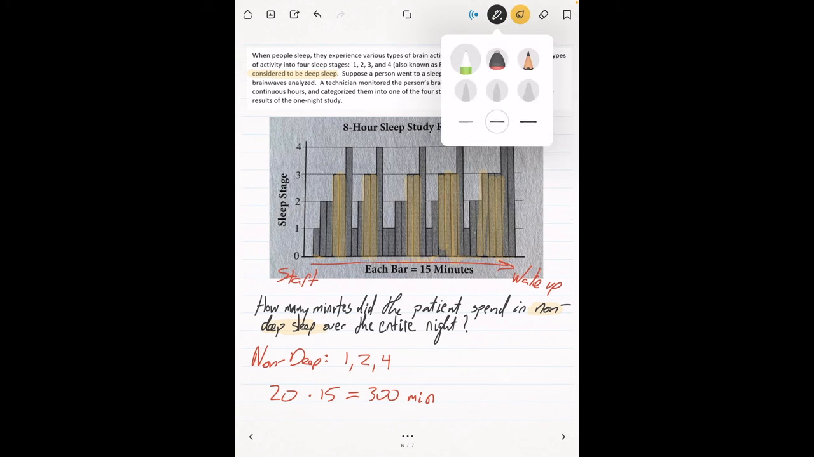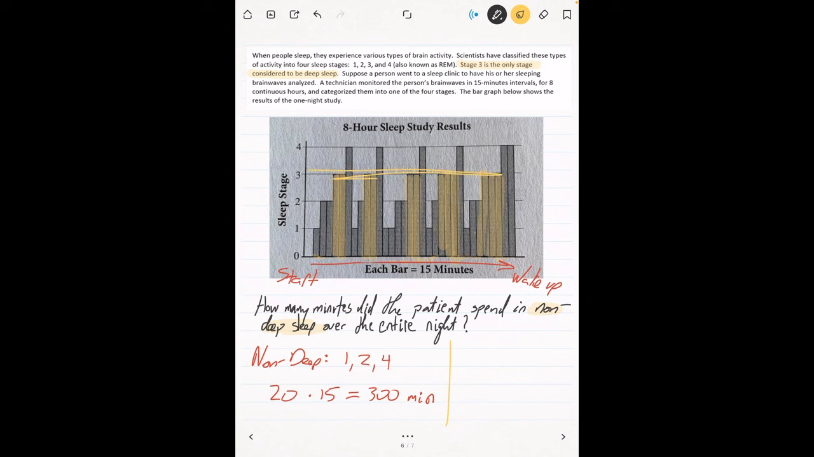You were in non-deep sleep. I'm sorry, I should say you were in deep sleep. My bad. You were in deep sleep 12 times. 12 little intervals, right? You were in deep sleep. Let's see. 12 intervals, and each interval is 15 minutes. So what is that? 180 minutes. So for 180 minutes, you were in deep sleep.